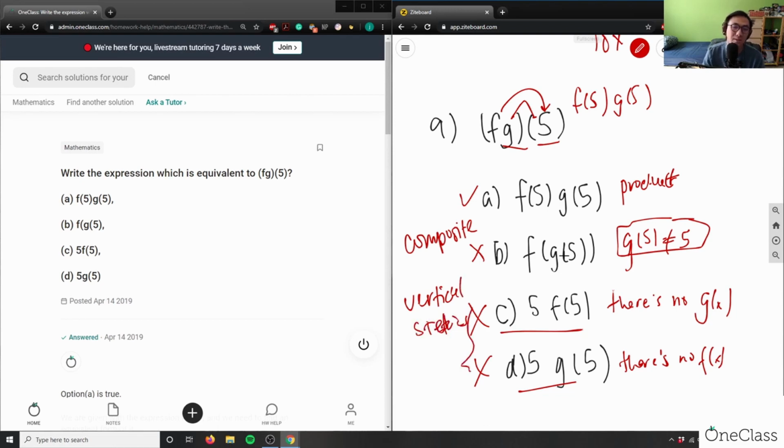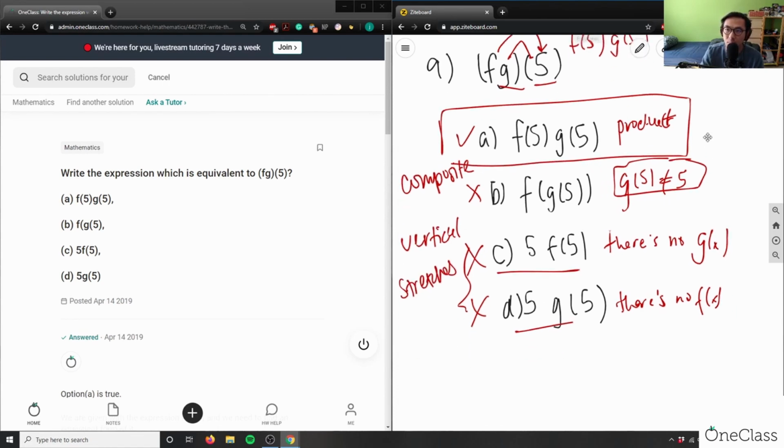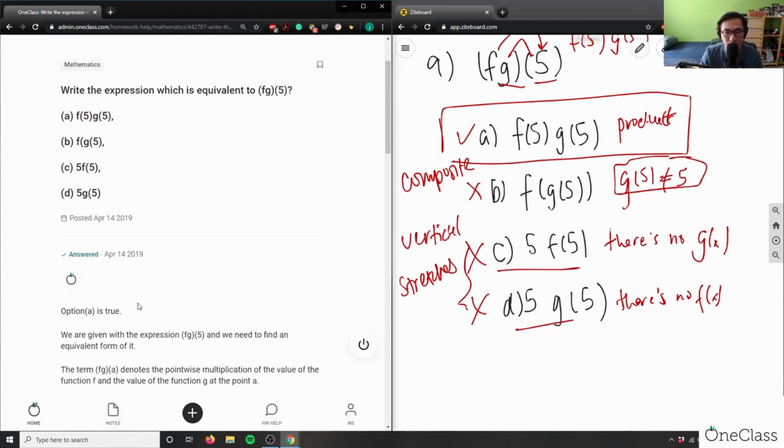So it doesn't actually make sense to do C or D here, because it doesn't even account for the other function. These are vertical stretches. So again, A here is our correct answer. So let's look at their answer here. Option A is true. That's great.